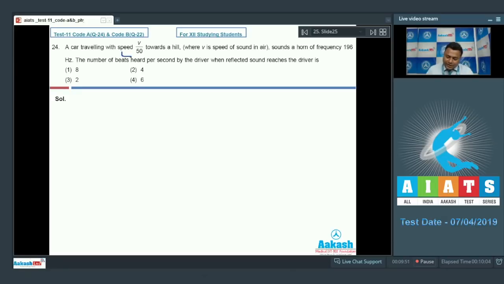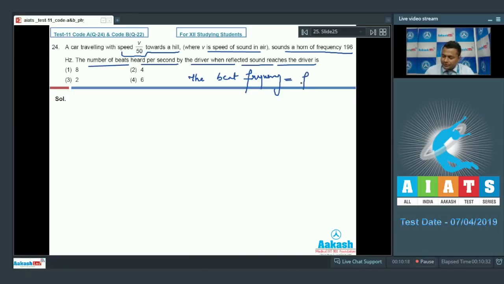A car traveling with speed v by 50 toward a hill, where v is the speed of sound in air, sounds a horn of frequency 196 Hz. The number of beats heard per second by the driver when reflected sound reaches the driver is. Now the beat frequency is asked. We know that beat frequency here will be f dash minus of f, where f is actual frequency and f dash is observed reflected frequency of the sound.